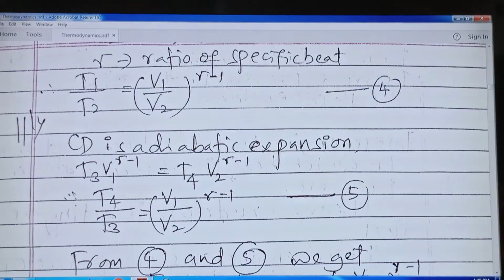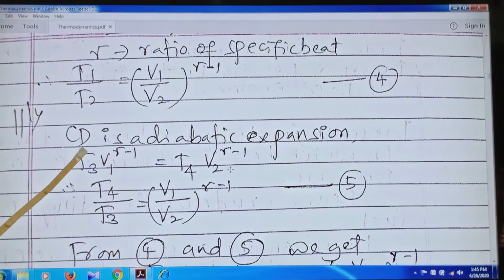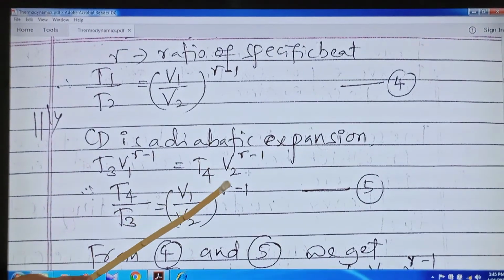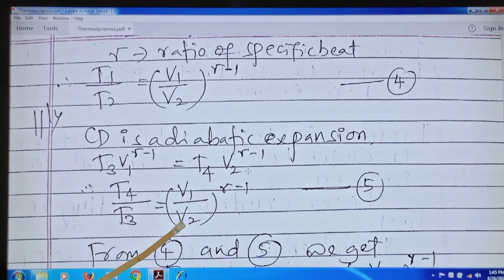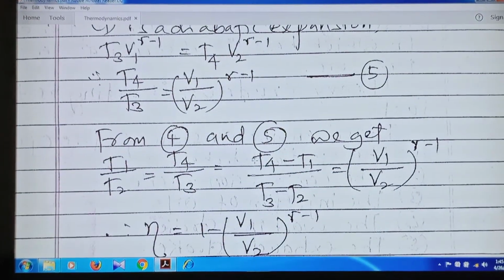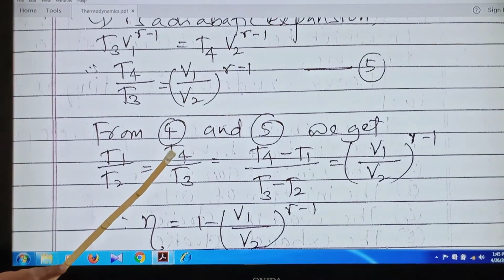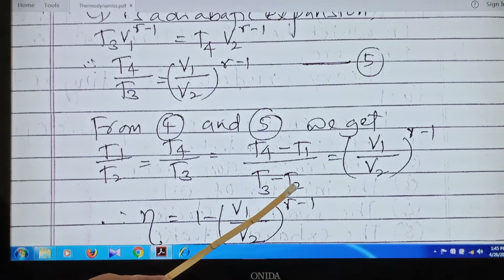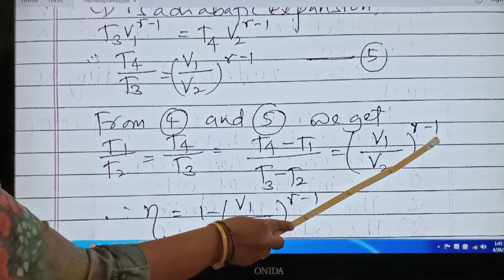Similarly, CD is representing adiabatic expansion. For this adiabatic expansion process, T3 V1 raised to gamma minus 1 is equal to T4 V2 raised to gamma minus 1. Therefore, T4 by T3 is equal to (V1 by V2) whole raised to gamma minus 1. This is equation 5. From these two equations 4 and 5, we get T1 by T2 is equal to T4 by T3 is equal to (T4 minus T1) divided by (T3 minus T2) is equal to (V1 by V2) whole raised to gamma minus 1.